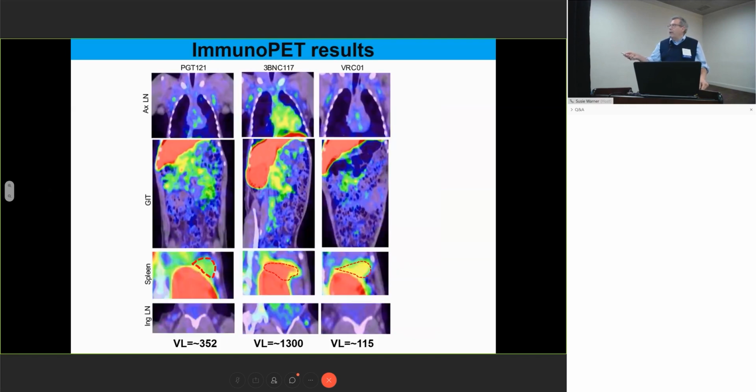We are comparing across antibodies. This is PGT121, 3B and C117, VRC01. The viral loads are down here. The viral loads are pretty low, and we can still pick up signal. This is 115 using VRC01, and we do find pockets. This is in the gut. Some of the puncta here are actually mesenteric lymph nodes.